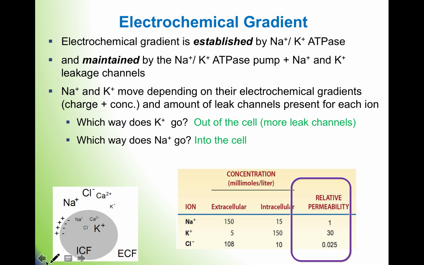Here's the numbers that I'm describing for you. If you take a look at the picture and the chart, right here we have the ions. So we have higher sodium concentration outside the cell, low inside, and the permeability is relatively low. Potassium, low outside the cell, high inside the cell, but your membrane is highly permeable to it.